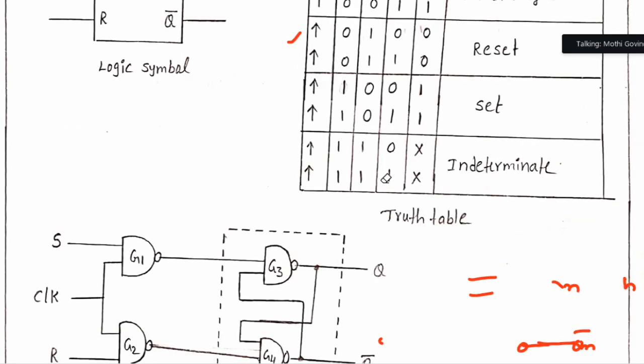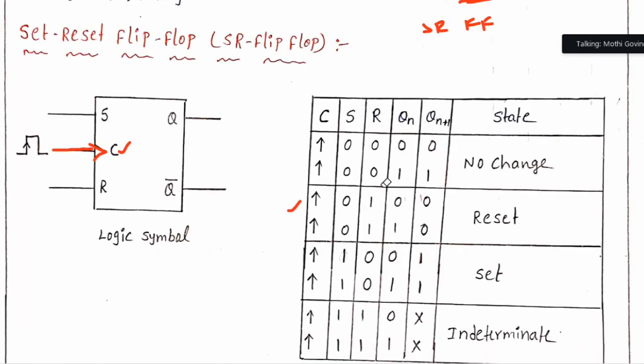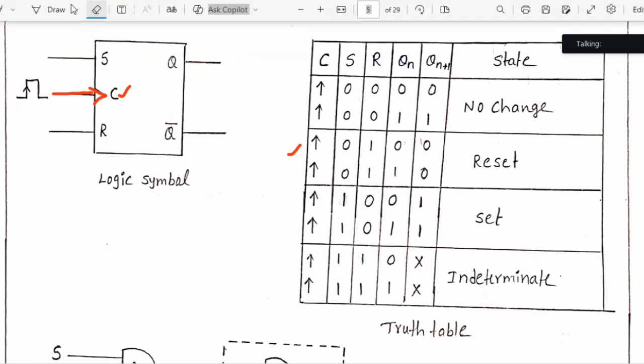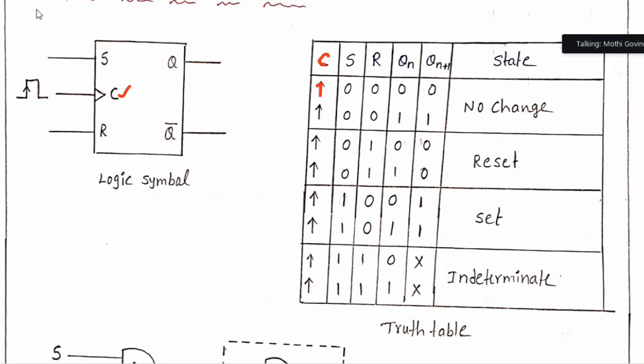Now you will go to the truth table. This is the truth table of the SR flip-flop. C means the extra clock that will be provided. This indicates the clock is high. As you know for the SR flip-flop, S and R are the present inputs, Qn is the past output, and Qn plus 1 is the next state output. I already discussed this truth table in the previous videos. Just go through that and understand it.